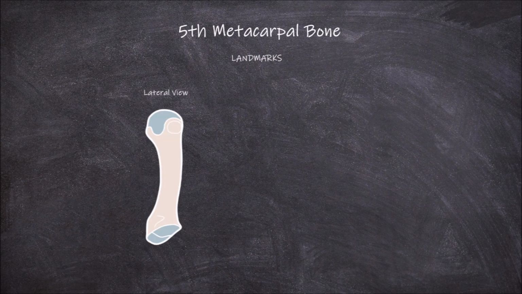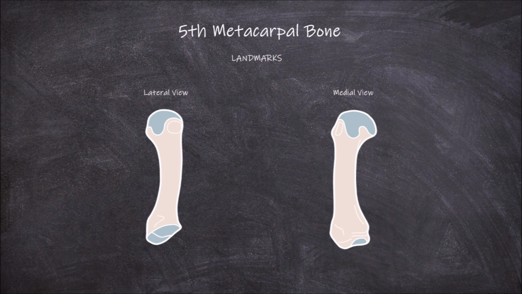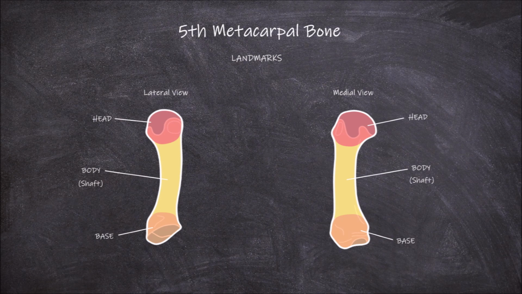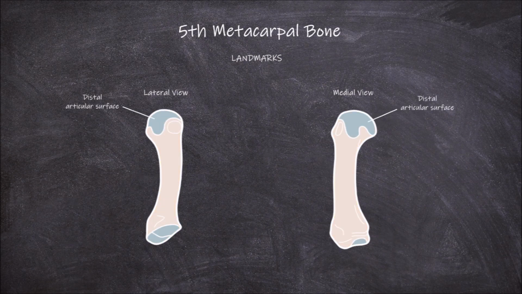Here we have the lateral view and the medial view of the right fifth metacarpal bone. This bone has three regions, a head distally, a base proximally, and the body, also known as the shaft, in between. The distal surface on the head of this bone has an articular surface for articulation with the fifth proximal phalanx. The palmar surface of the shaft is concave, whilst the dorsal surface is slightly convex.